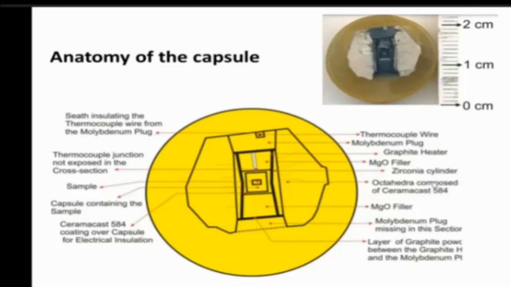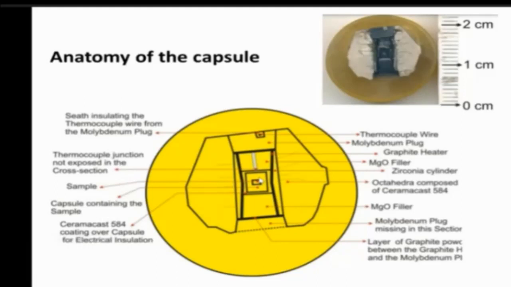And this is the anatomy of the sample. I'm not going to talk in detail about how this sample was put together and what the different components are. However, very roughly speaking, inside we can see the sample here. This sample is placed within a magnesium oxide cylinder, which is placed within the graphite heater, and this graphite heater is placed in an external magnesium oxide filter, so that the heater remains uniformly heated during the experiment.